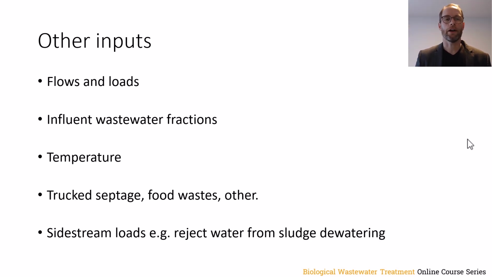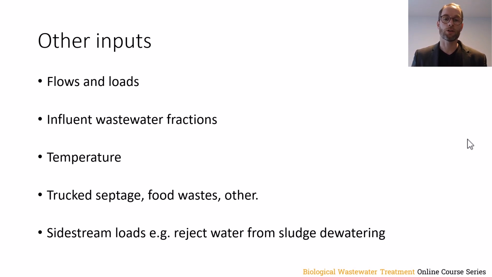Now let's talk about some of the other inputs we should consider when we're running dynamic simulations. We looked at flows and loads, and we saw how varying the flow and load on a daily basis or even an hourly basis had impacts on the simulated effluent ammonia concentration. We even looked at how we could vary the influent wastewater fractions, notably the fraction of the influent TKN comprised of ammonia, and we could vary that on a daily basis. We looked at time variation of temperature over the course of a year between 15 and 25 degrees Celsius. But what are some of the other inputs?